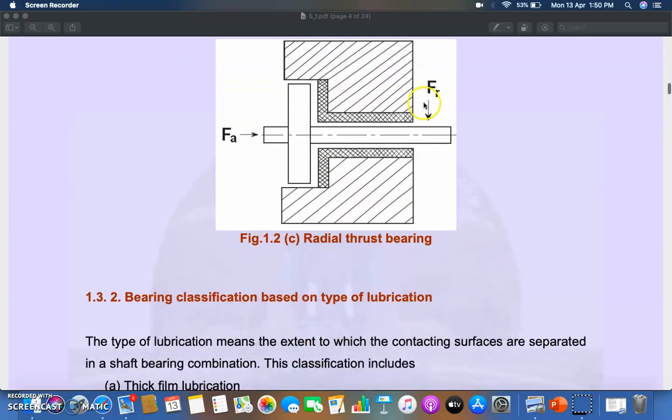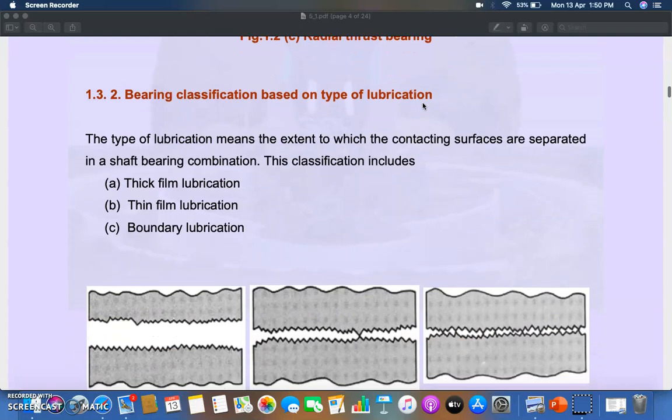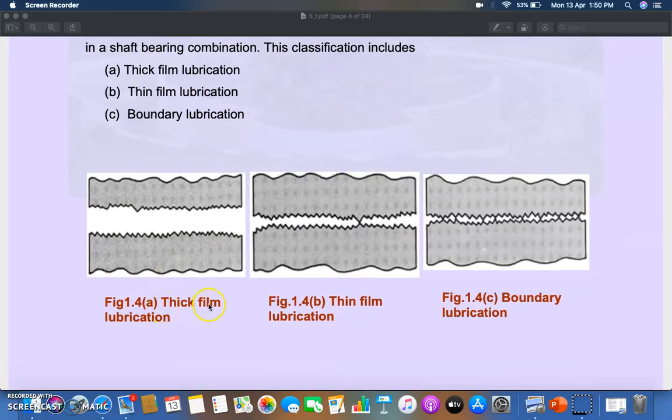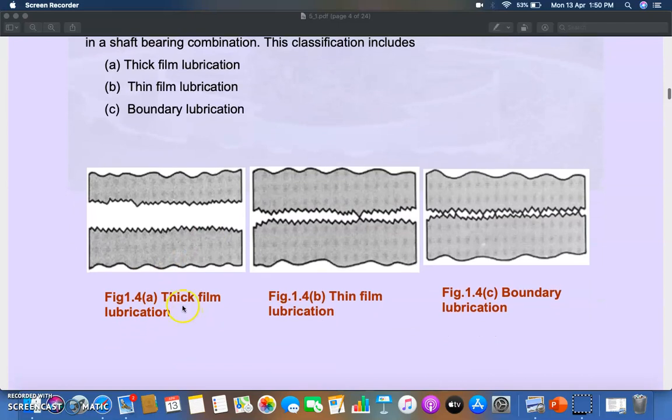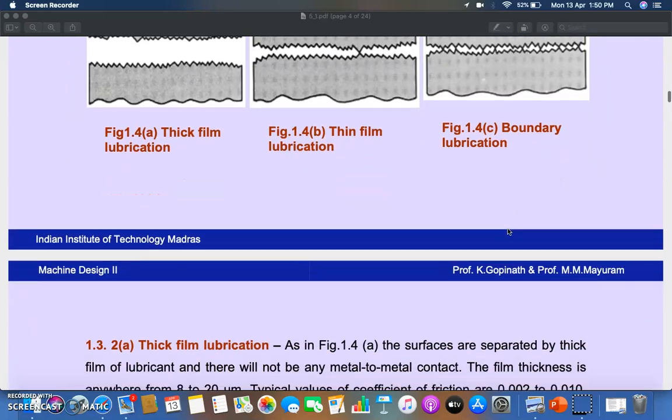Now we move to the second classification of bearings, according to the type of lubrication: thick film lubrication, thin film lubrication, and boundary lubrication. As the name suggests, thick film lubrication is one type. You can see in the picture that there is a big gap between the two layers of the bearing, while in thin film lubrication the surfaces touch somewhere in between, and in boundary lubrication the lubricant is smeared over the whole part of the bearing.